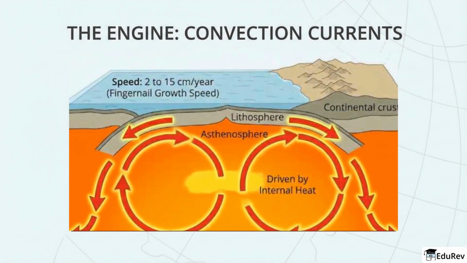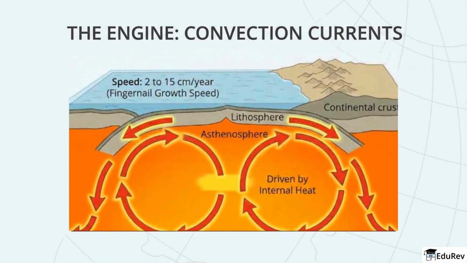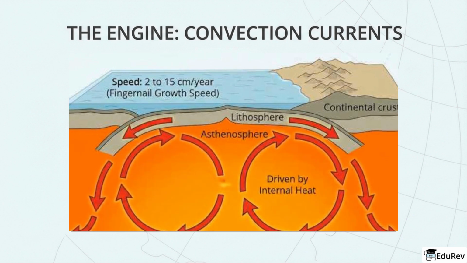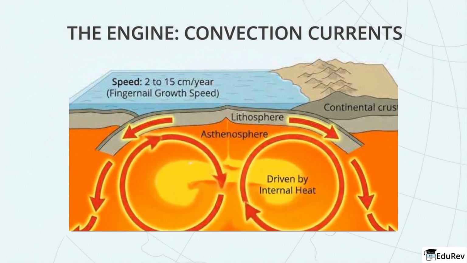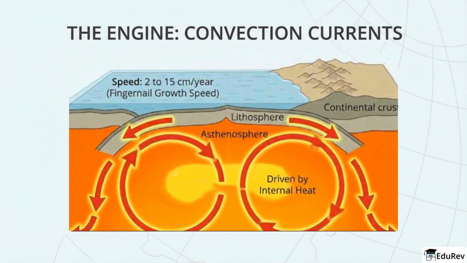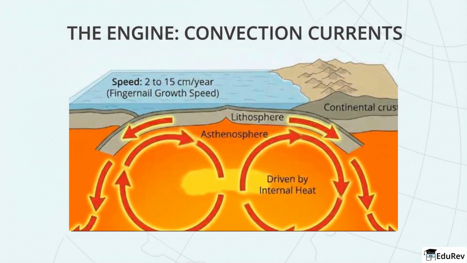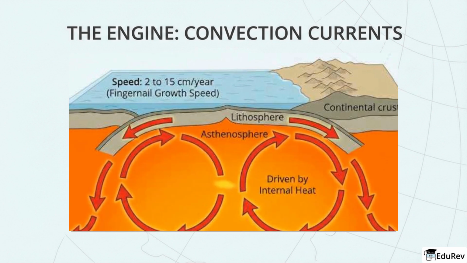What drives the motion is the engine inside Earth: convection currents. Internal heat sets up circulation in the mantle, and that circulation helps move the lithospheric plates above. The speed is slow but steady, about 2 to 15 centimeters per year, roughly fingernail growth speed. Toppers remember the scale because it prevents overthinking in answers.